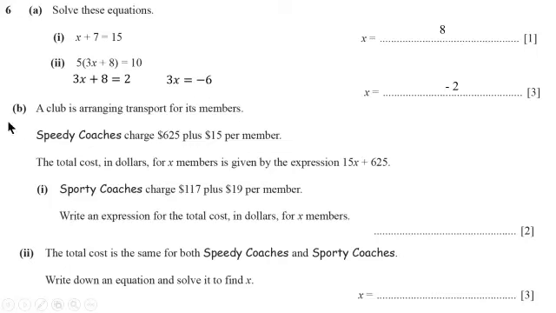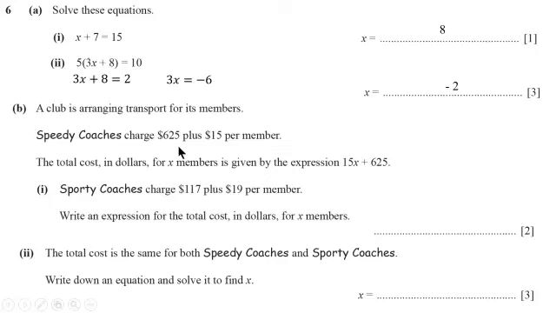B. A club is arranging transport for its members. Speedy coaches charge $625 plus $15 per member. The total cost in dollars for x members is given by the expression 15x plus 625. Okay, how can we explain this?